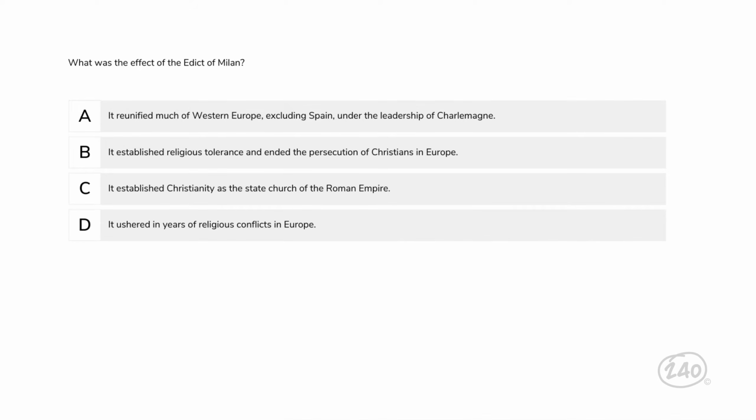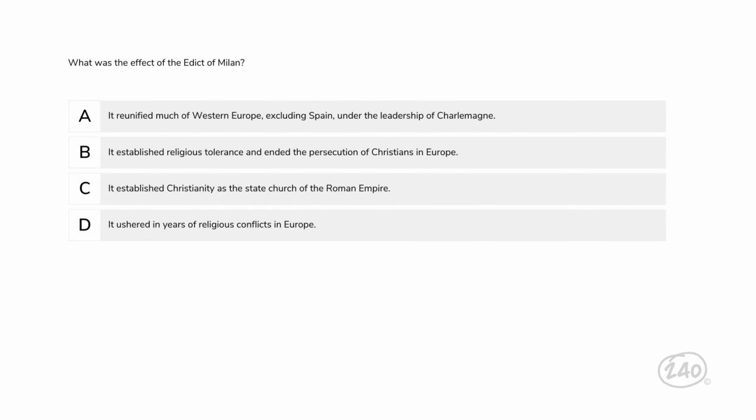We might remember that the Edict of Milan has something to do with early Christianity in Europe. Answer choice A seems to suggest that the Edict of Milan was a political event that unified a region under a ruler. The rest of the options directly reference religion, so that seems like an odd man out. Let's keep that in mind and keep reading. B directly uses the phrase religious tolerance. So if the edict was about religion, as B, C, and D suggest, that seems like a good possibility.